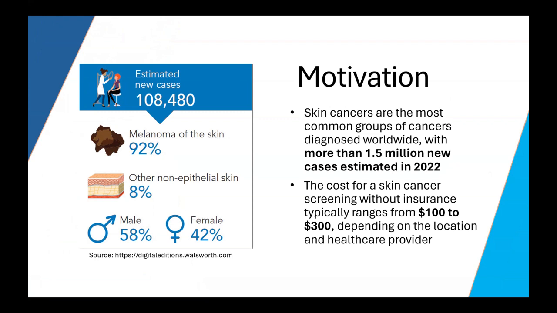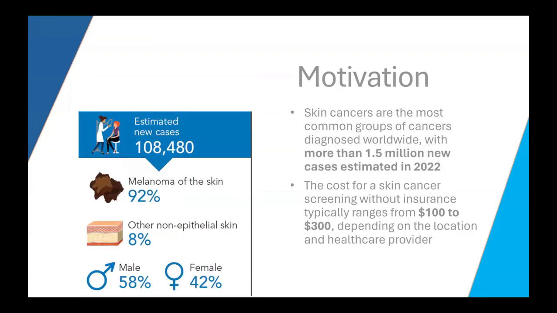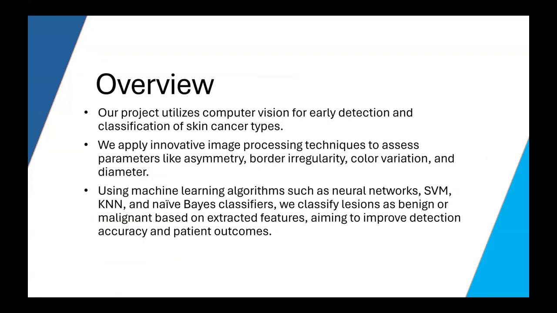The cost of detecting skin cancer without insurance typically ranges from $100 to $300, depending on the location and healthcare provider. So, we are trying to build a CNN model to detect the classification of skin cancer type to help this further process.